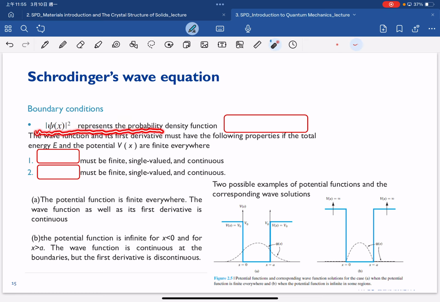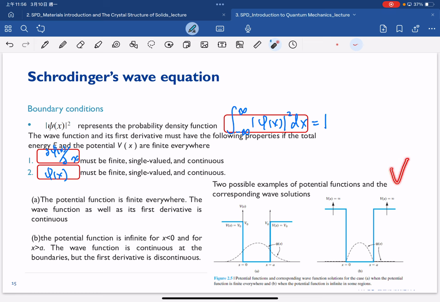Since this represents the probability density function, that means the integration from minus infinity to positive infinity of this dx is equal to 1, right? Because the overall probability in the end will be equal to 100%, which is 1. And the wave function and its first derivative must follow the property that the total energy and potential Vx are finite everywhere. So that means this must be finite, single valued, and continuous. And this one must also be finite, single valued, and continuous.